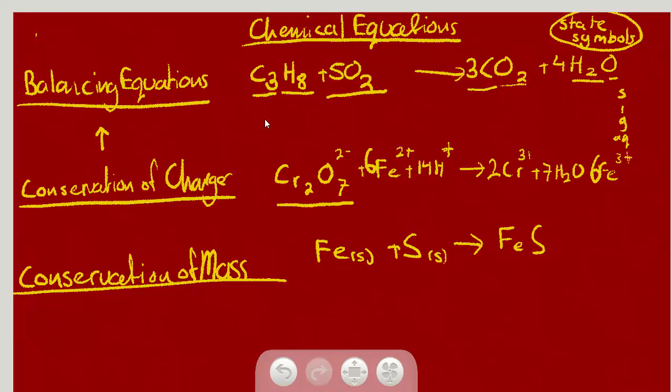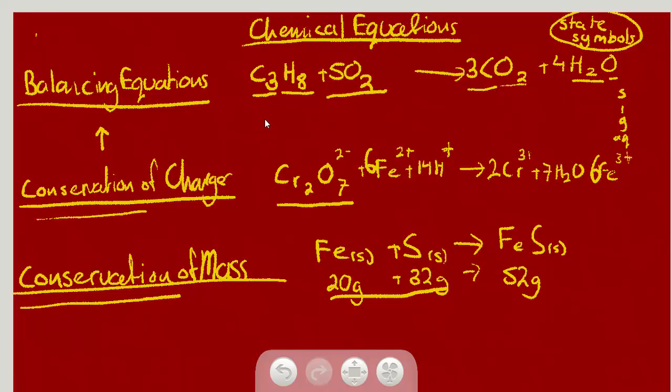If we know that 20 grams of iron are reacting with 32 grams of sulfur, we'll know that the product, which is also a solid, has an overall mass of 52 grams. This is because the charge is conserved as well as the mass is conserved.